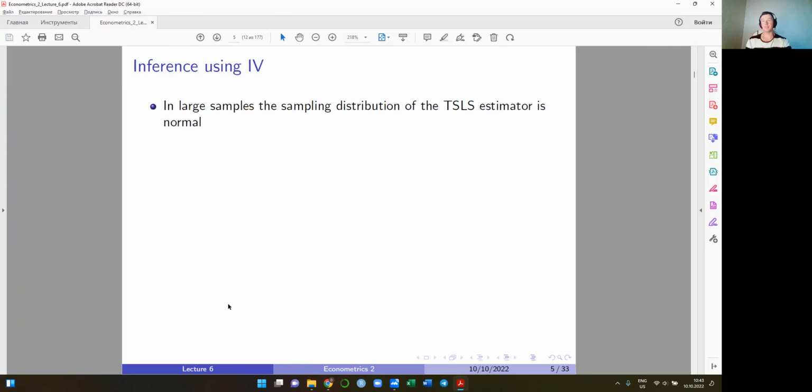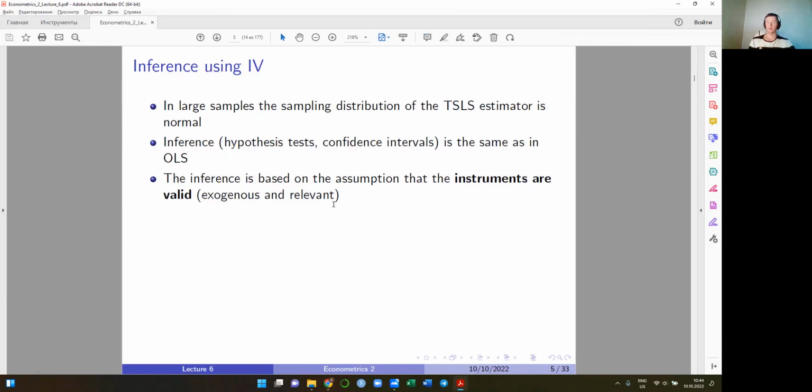Here, if everything goes in the correct way, we have more or less familiar things. In large samples, the distribution of two-stage least squares estimators is normal. Same idea as in ordinary least squares. When you have large samples, you can approximate the distribution of your estimator with the normal distribution. The inference, including hypothesis tests and building confidence intervals, is also the same as in OLS.